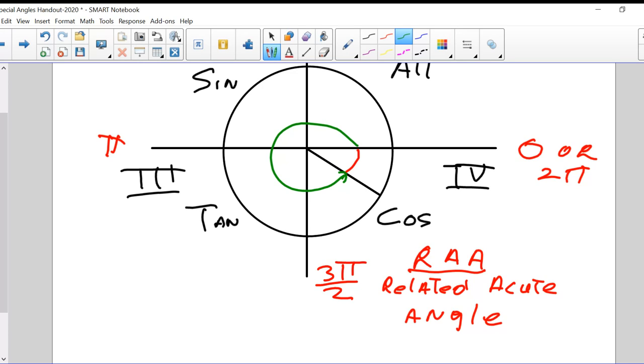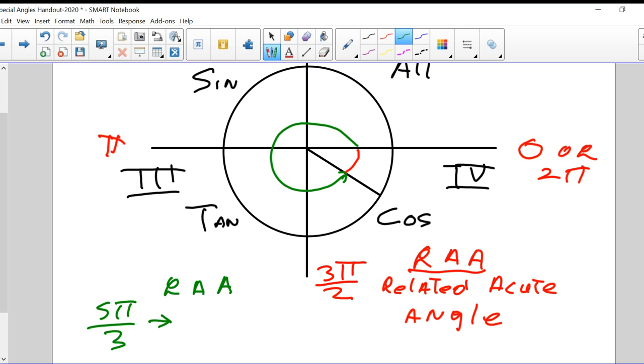Can anybody help me out with that? What's the related acute angle for 5 pi over 3? Trying to get the RAA for that. What is that gap? How far do I need to go from where I stopped? I stopped right here, where I circled it. How far do I need to go to get back to the x-axis? What angle is that red line? In radians. I'm sorry to have to do that to you, but it's in radians.